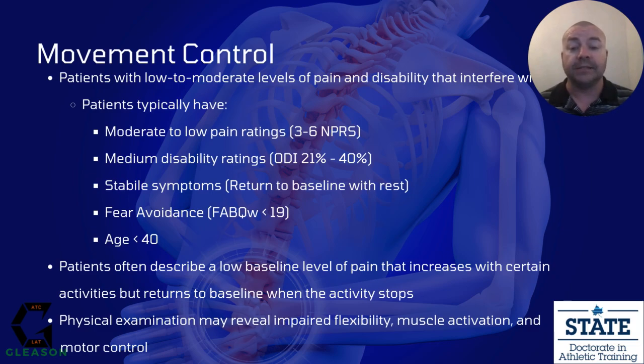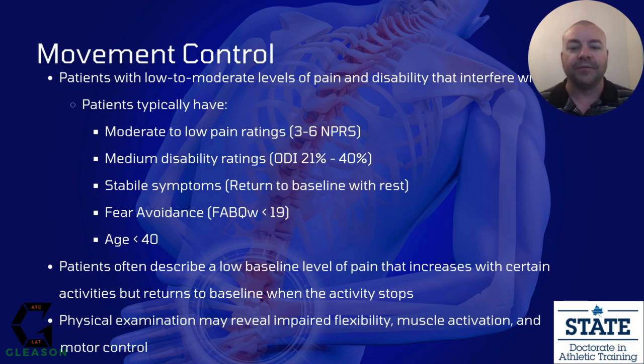The patient typically has a 3 to 6 pain rating. Their ODI is anywhere from 21 to 40%, and they can stabilize their symptoms. So some little treatment kind of helps it go away. If they sit, it kind of returns back to a base level, but with activity, it gets a little bit higher. That FABQ work related is less than 19, so it's below that 19 mark. And this one includes age a little bit. So obviously if they're younger, they're going to do better in this category. If you're old like me, you're just destined for low back pain.